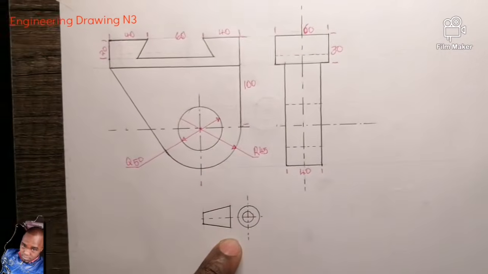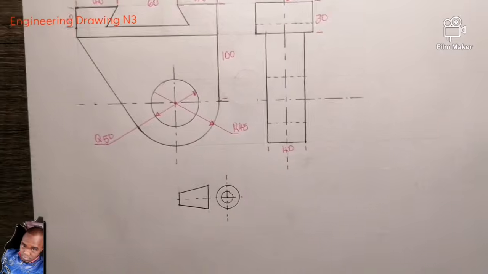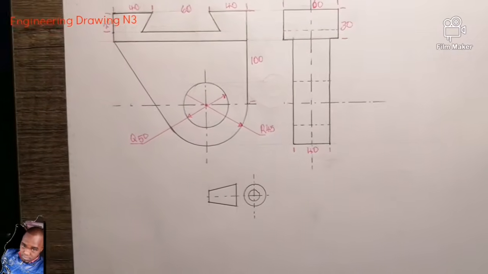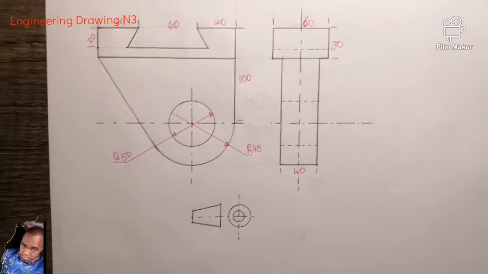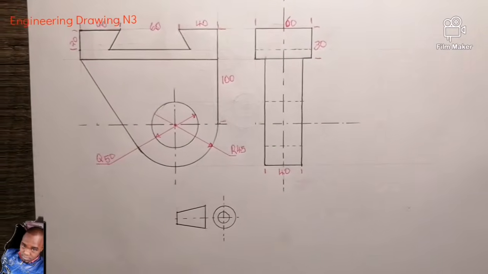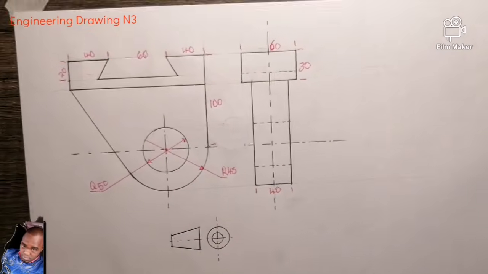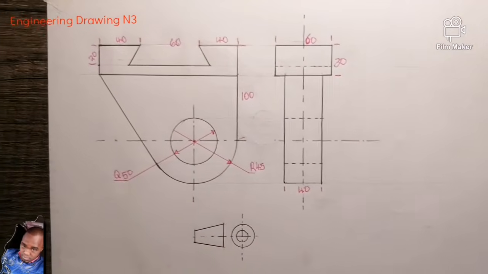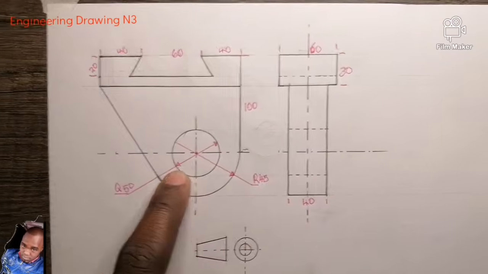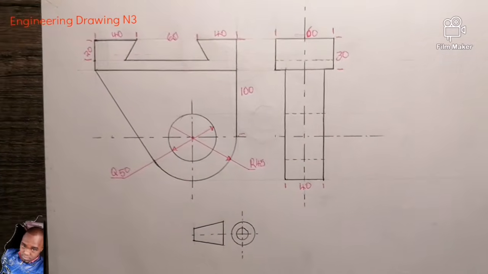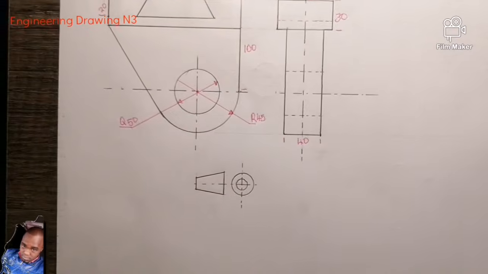So we've got two different types of symbol. We've got the first angle orthographic projection symbol as well as the third angle orthographic projection symbol. In this case we are given these two primary views according to first angle orthographic projection, which means this is the front view, this is the left view.